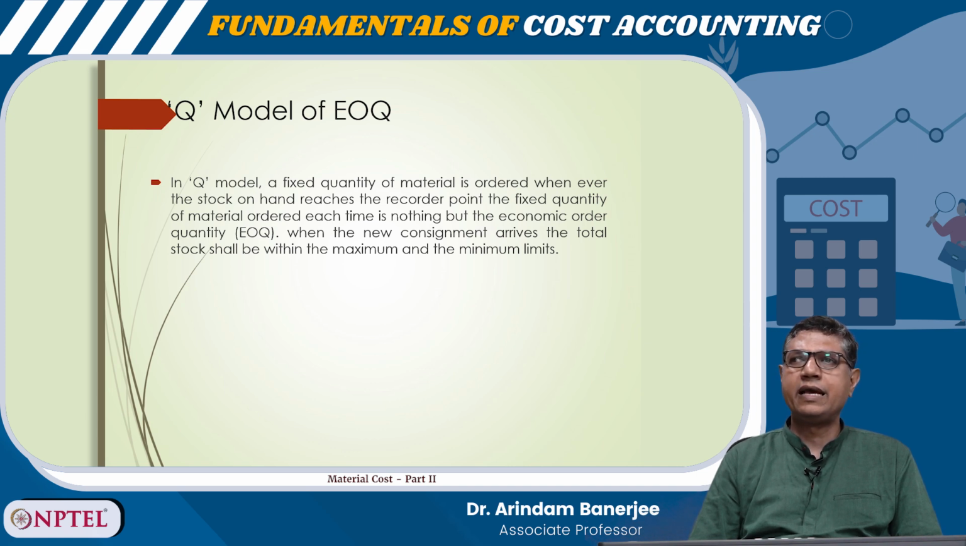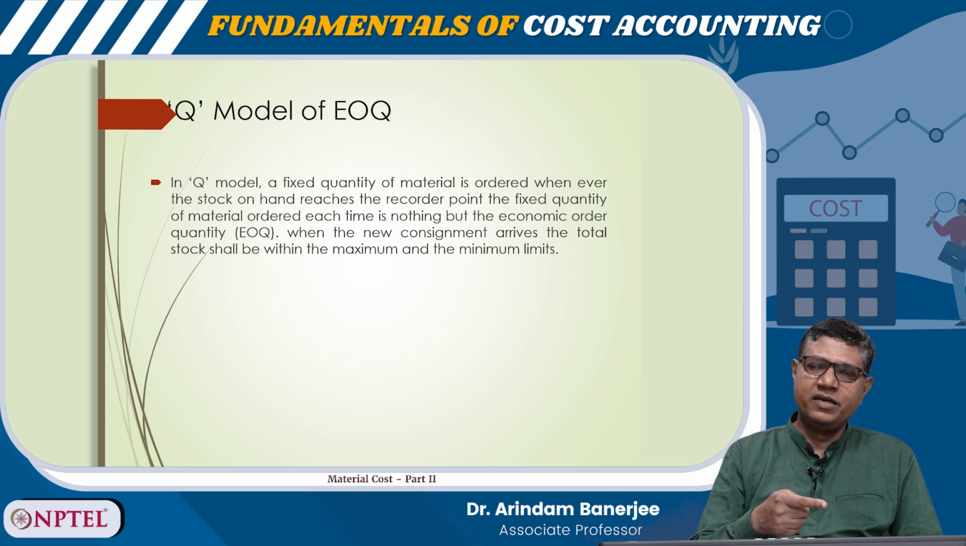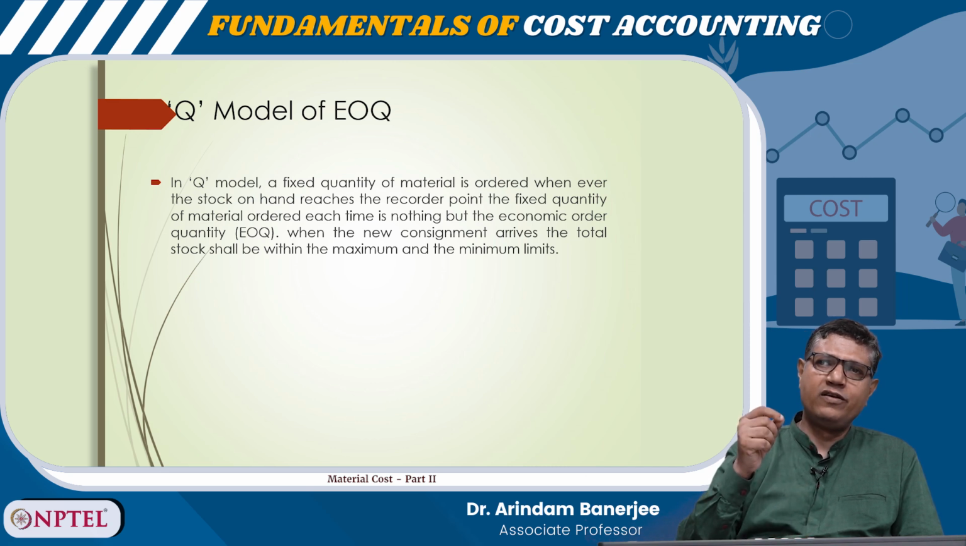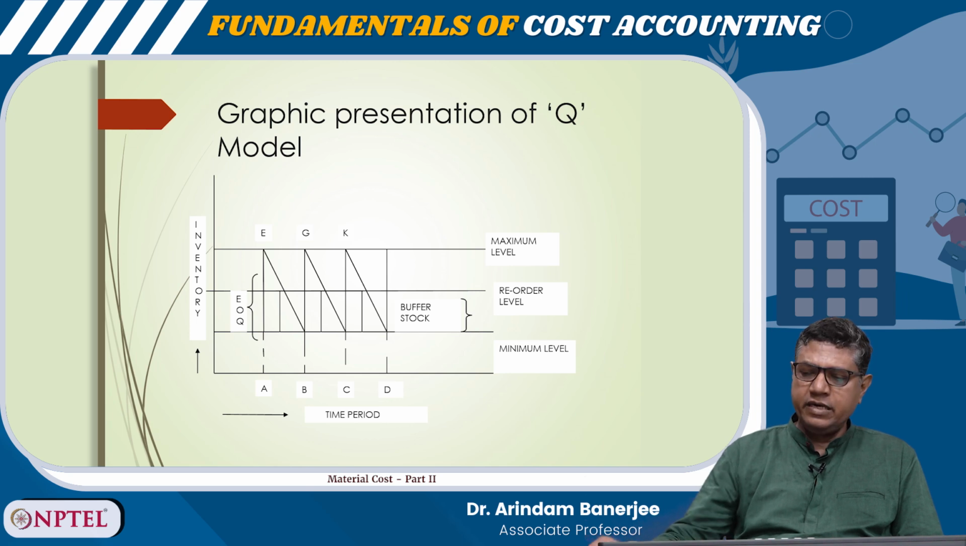When a new consignment arrives, the total stock shall be within the maximum and the minimum limit. So, you see in the previous example, we calculated the minimum level of stock and the maximum level of stock. So, at any point of time, the inventory level should lie between this minimum level and the maximum level, but whatever the company will order, the quantity of order, the number of units ordered, that will not change, that will remain the same, right. That is the economic order quantity. So, if we look at it graphically, it will be clearer.